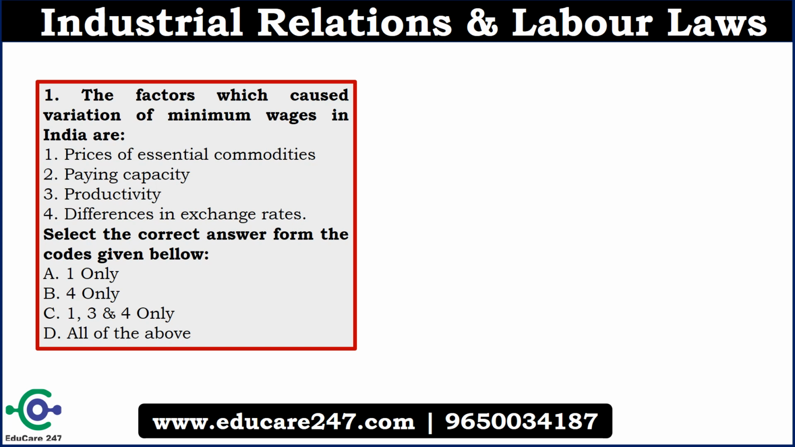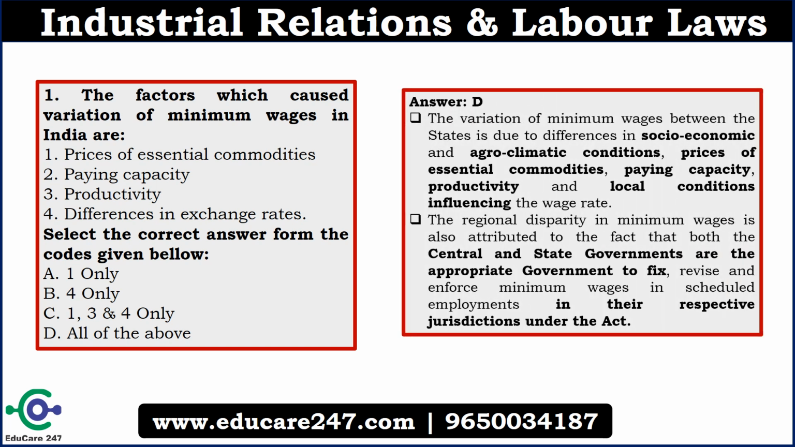The first question is, the factors which cause variation of minimum wages in India are: the first is prices of essential commodities, second is paying capacity, third is productivity, fourth is difference in exchange rate. Now you have to tell what is the reason for the variation of minimum wages in India. The answer is D. All these four are the reason.